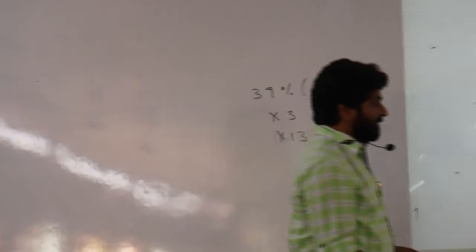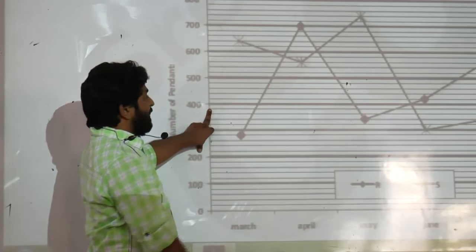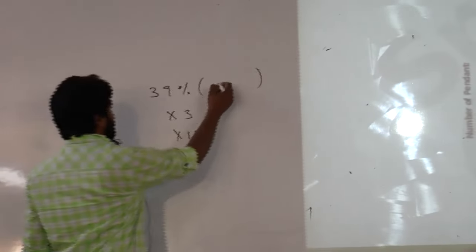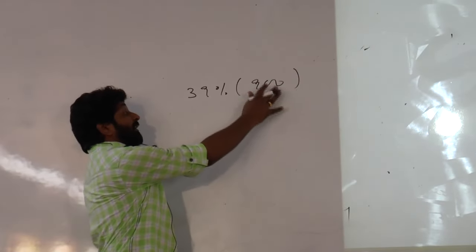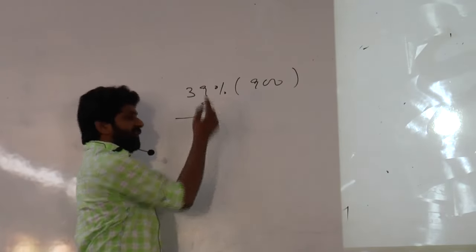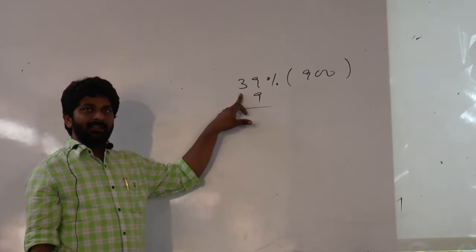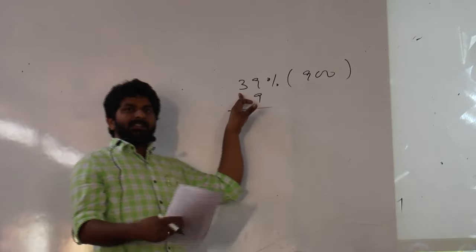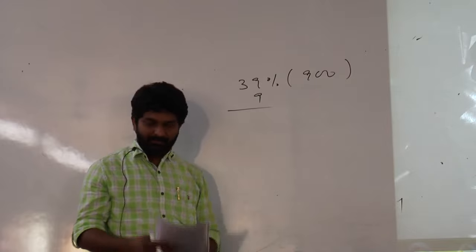R and S in August. In the month of August, R is 380 and S is 520. 380, 520, 900. So you need to calculate 39% of 900 or 900% of 39. 900% in the sense 9 times. 39 9 times is your answer. 39 10 times minus 39 1 time. 39 10 times is 390 minus 39. Instead of subtracting 39, you subtract 40 and add 1. 390 minus 40 is 350, plus 1, 351.